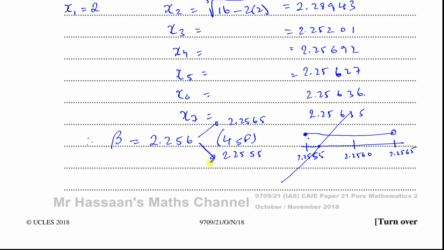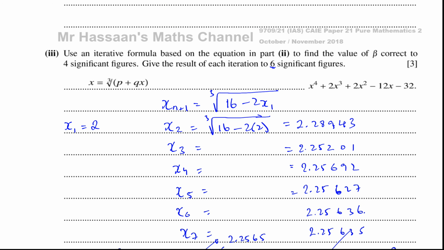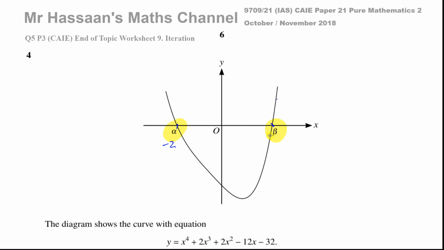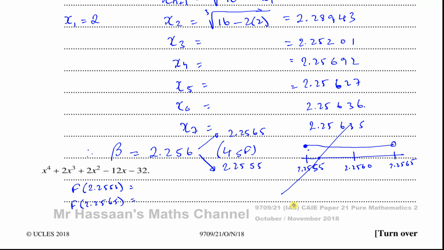So basically, if you were to put inside the original equation 2.2555 and 2.2565 into the original equation, which is this one over here, then you would find that the sign should change between them. The first one should be negative and the second one should be positive because it goes up in that area, as we can see from the graph. So before that root is going to be negative, after the root is going to be positive. And if that is the root correct to 4 decimal places, or 4 significant figures, that's exactly what's going to happen.